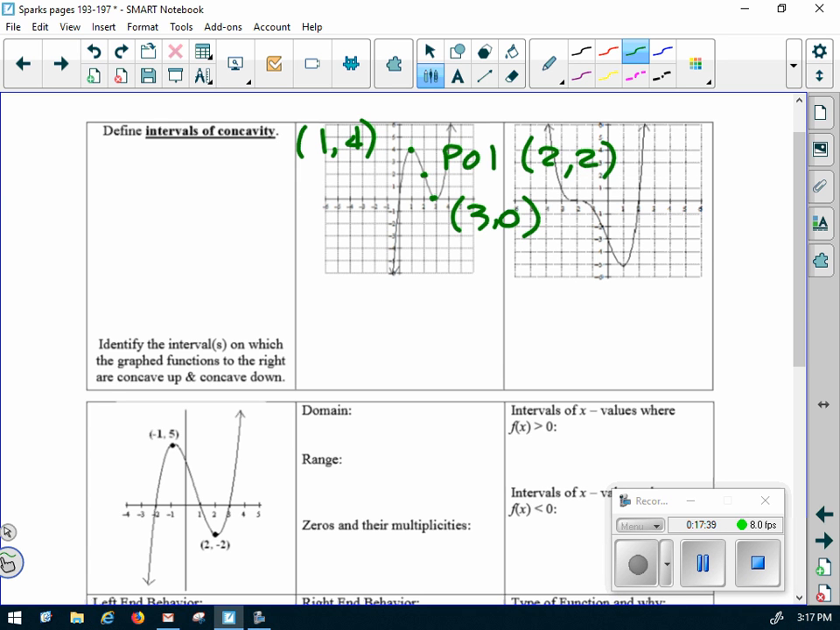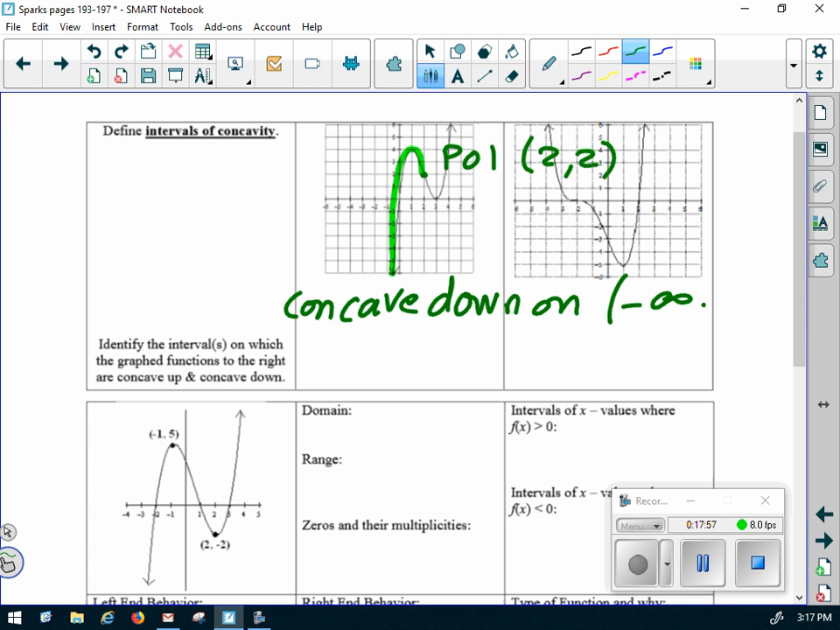Now let's determine the intervals of concavity. What do we know right there? So this graph is concave down on where? -infinity to 2. And the graph is concave up on 2 to infinity. Good.